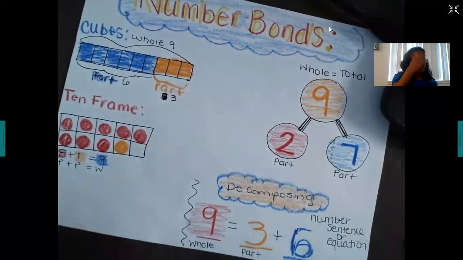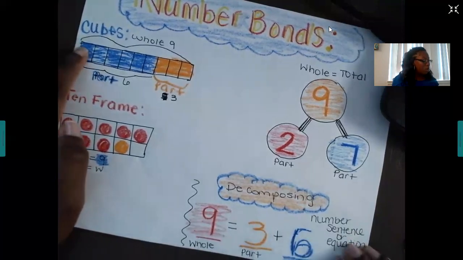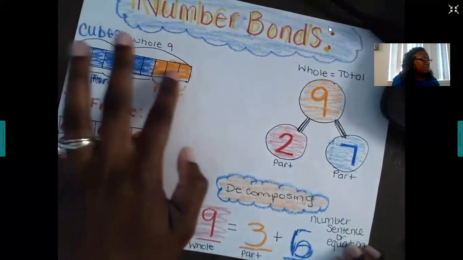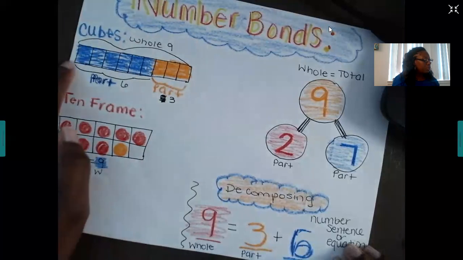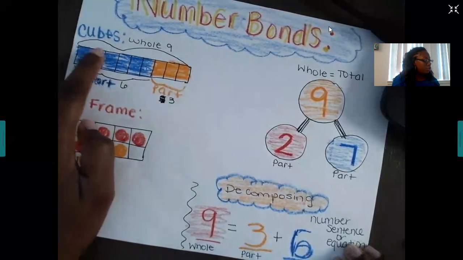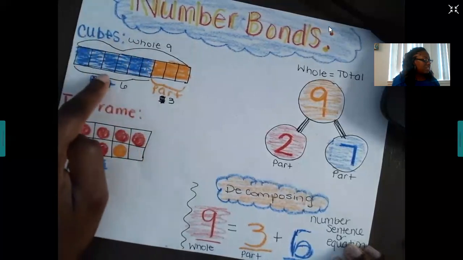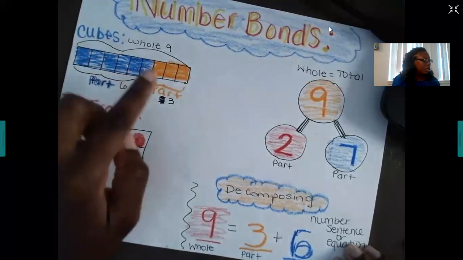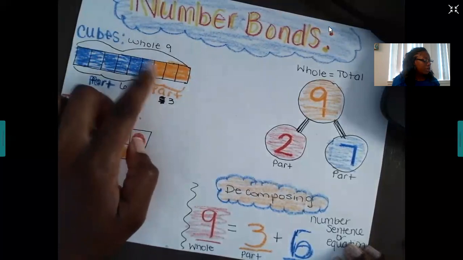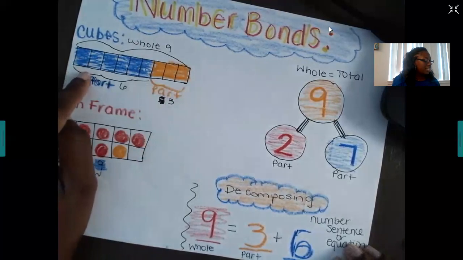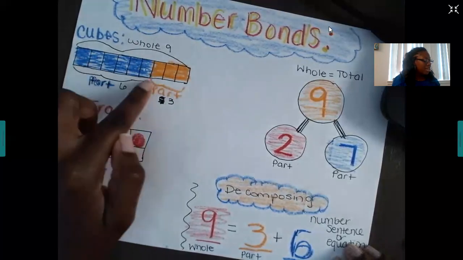Let's look at linking cubes here, for instance. I have 1, 2, 3, 4, 5, 6, 7, 8, 9. 9 linking cubes. Well, part of my cubes, I colored blue. 1, 2, 3, 4, 5, 6. 6 I colored blue. That was my first part. The other cubes I colored orange. 1, 2, 3. So the first part is 6 that I colored blue. The next part is 3, which I colored orange.